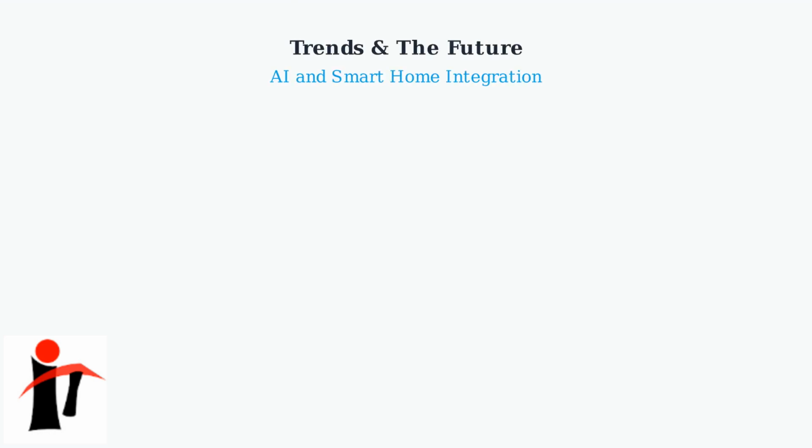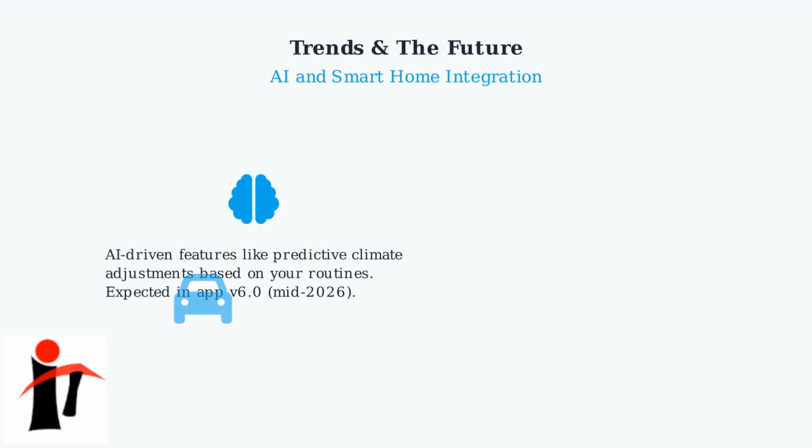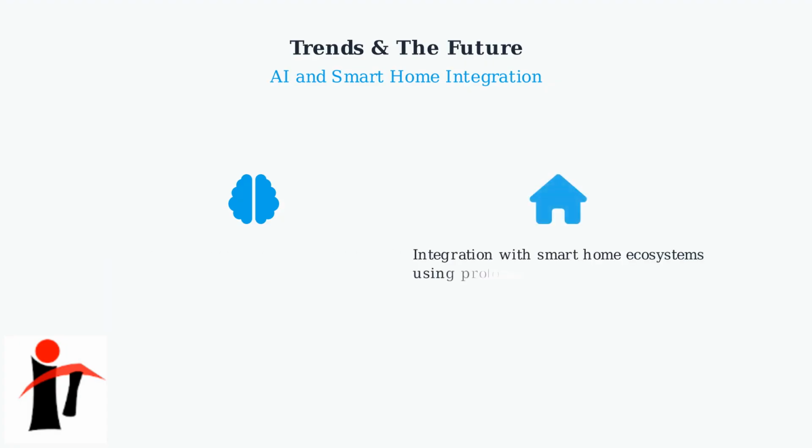The Tesla app is continuously evolving. Expect more AI-driven features, such as predictive climate adjustments based on your routines, potentially in App v6.0 in mid-2026. The trend towards integrating EVs into smart home ecosystems is growing, with Tesla leading the way through compatibility with devices like Google Home and Apple.